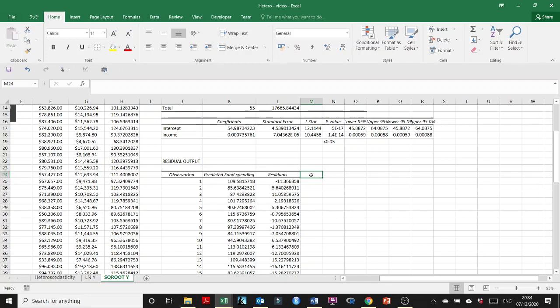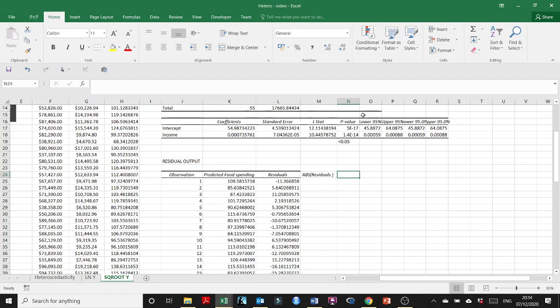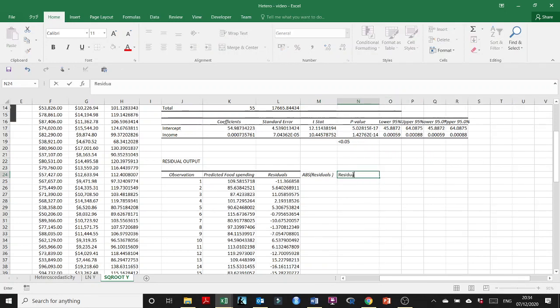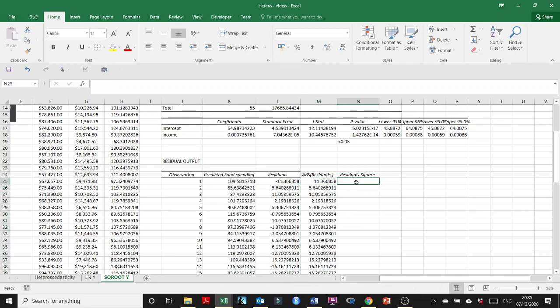All right, so now let's do the absolute error of the residuals. This is for the visual investigation of heteroscedasticity, and take the squared residuals, which is also for detection of heteroscedasticity using the Breusch-Pagan test. Over here we take the squares, right?